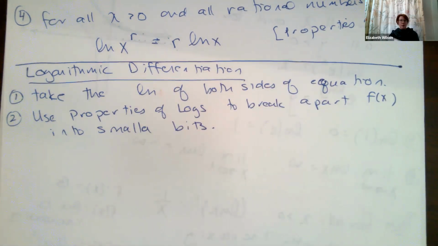Now, some of those pieces are going to be the natural log of x squared, the natural log of something. Some things we can clean up. Some things are going to be the natural log of something, okay? But it's going to be at least in small bits instead of one big conglomerate thing.